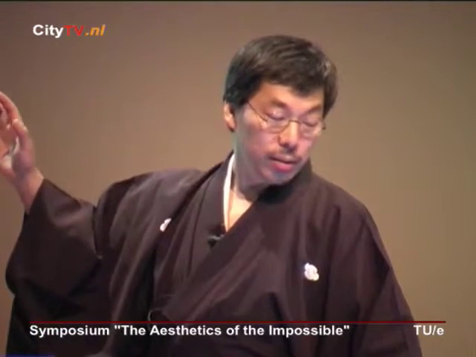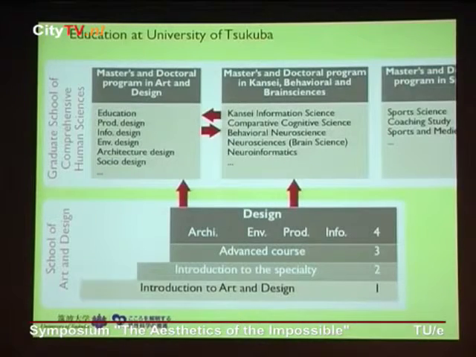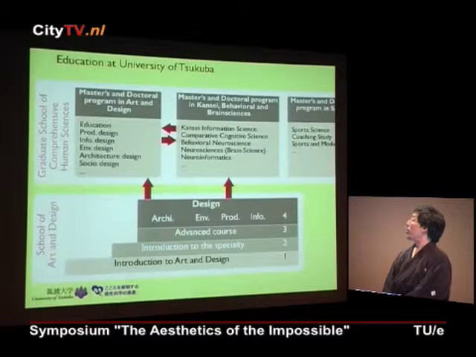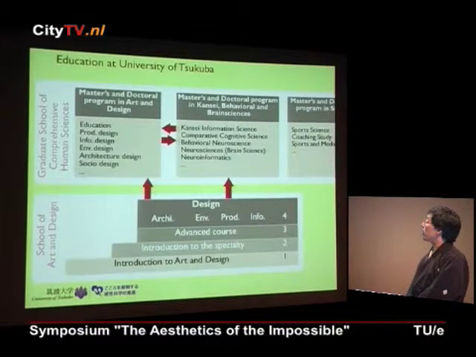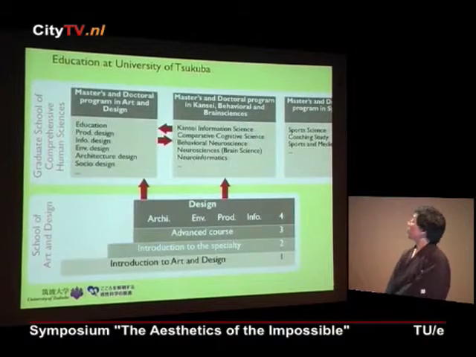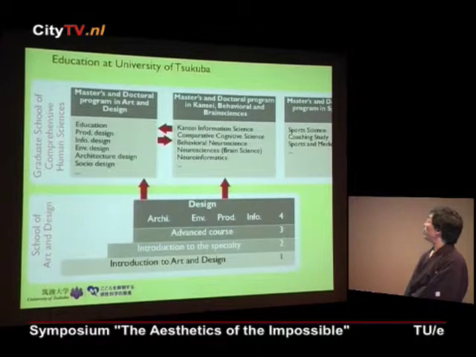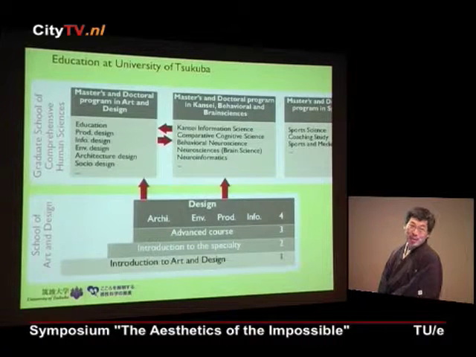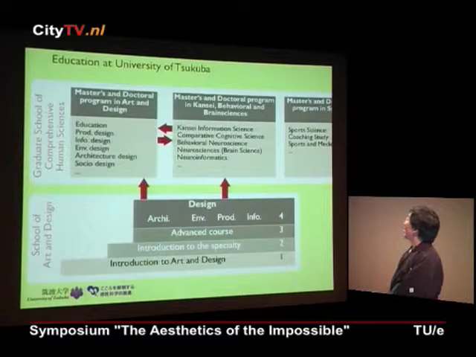On top of this school, we have two different graduate schools, the master's and doctoral programs in art and design. In this system, we have a variety of design education at the master and doctoral level. In parallel, we have the master's and doctoral program in Kansei, behavioral and brain sciences. It consists of Kansei information science, which I will talk about later, and comparative cognitive science, behavioral neurosciences, neurosciences, so-called brain science, and neuroinformatics.